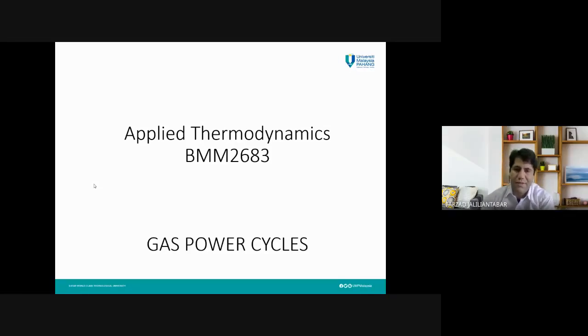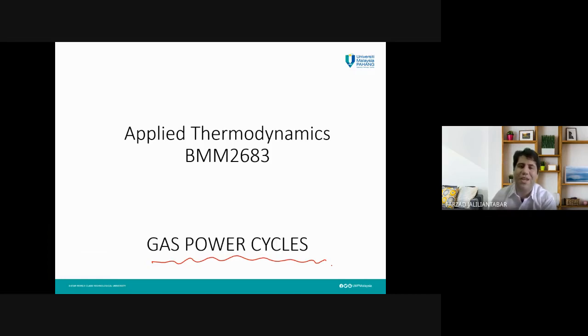As we discussed in yesterday's session, for this subject, we'll discuss different types of cycles. And for chapter one, we will focus on gas power cycles, which are one of the most important types of cycles. And also we have different types of gas power cycle.